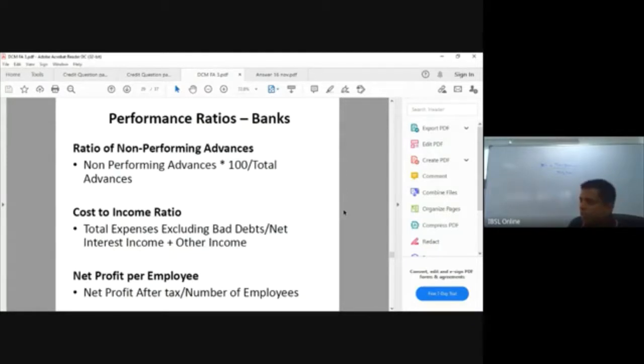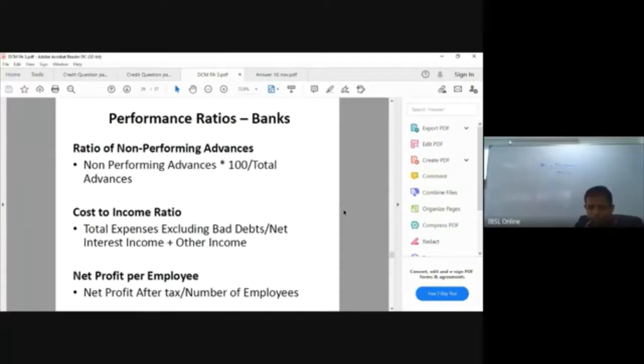Now, when it comes to an old branch compared with a newly opened branch, the newly opened branch's cost to income ratio may be on a higher side, say 80-90%, whereas an old branch might be even 5%, because their income is so high compared to the cost.